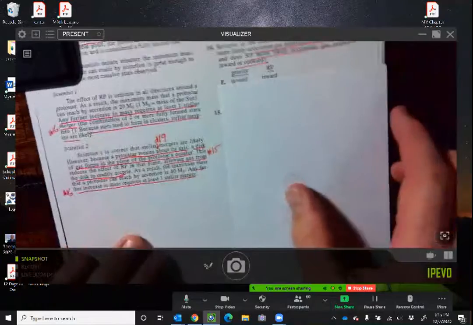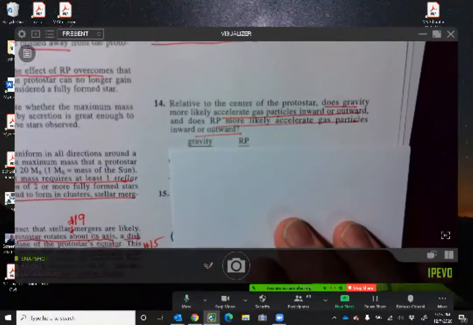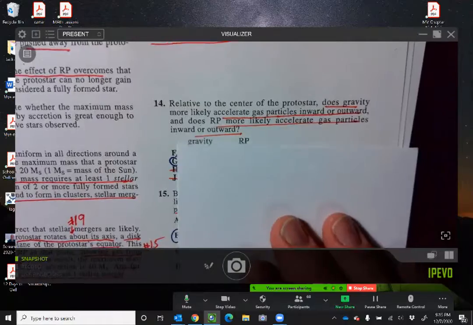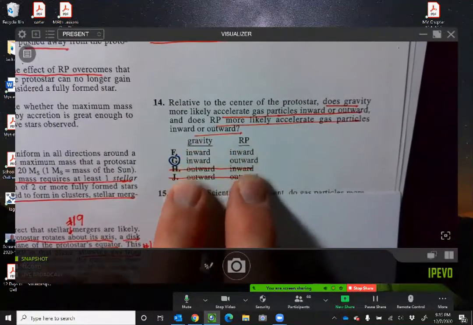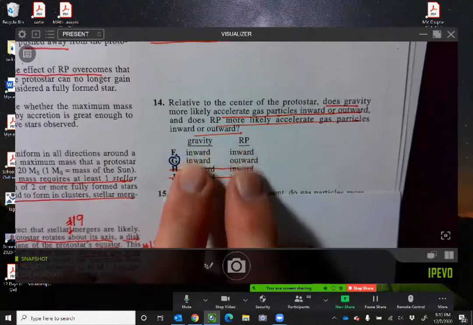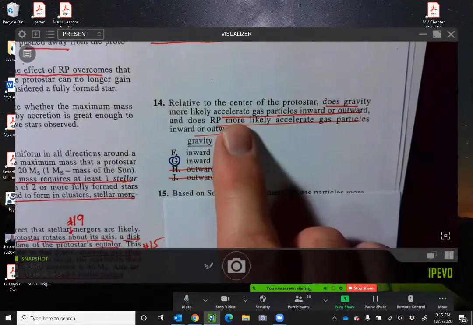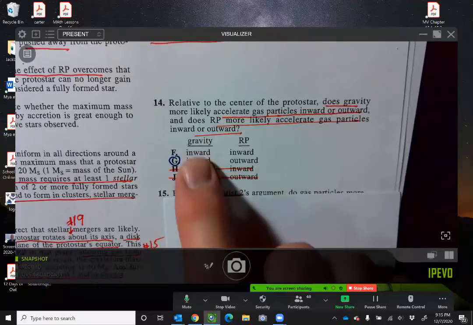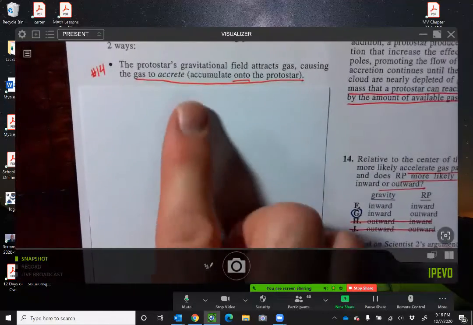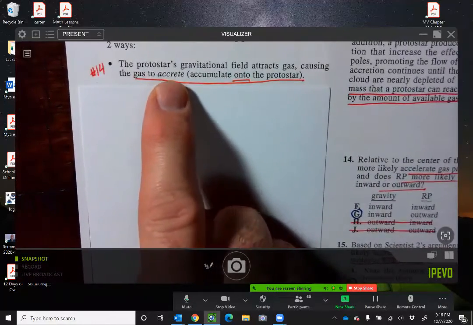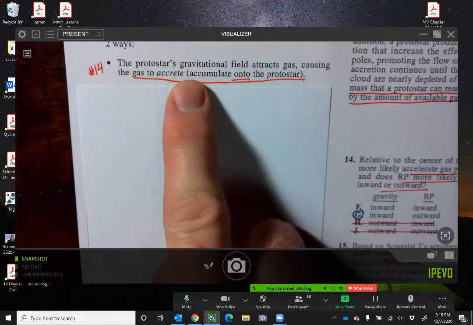So here's question number 14. And it says, relative to the center of the protostar, does gravity more likely, blah, blah, blah. Notice it's doing this parallel structure here. So ACT does this a lot. So what I want to look at is, does gravity likely accelerate particles inward or outward? So let's look. And if I look here, it says that the accumulates into. So gravity does it into.